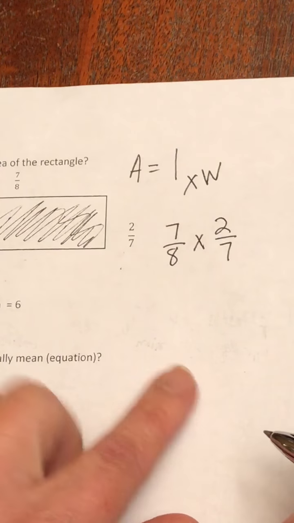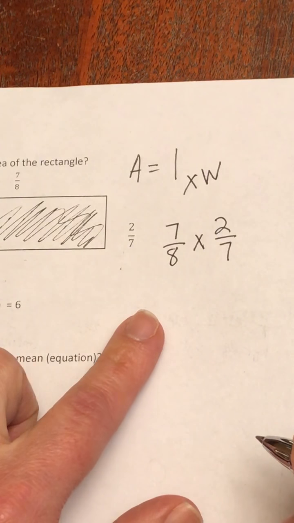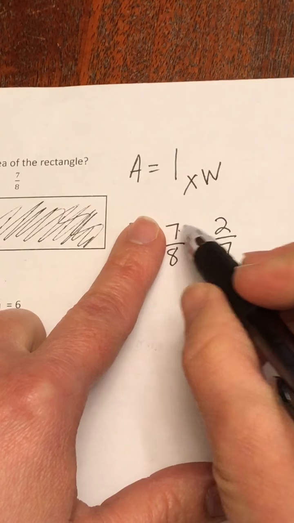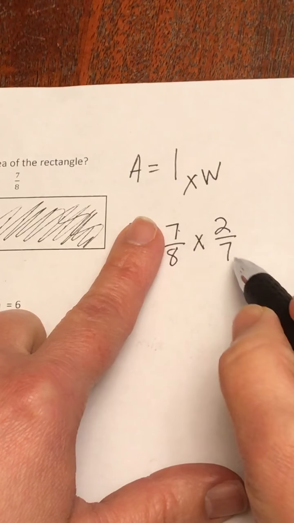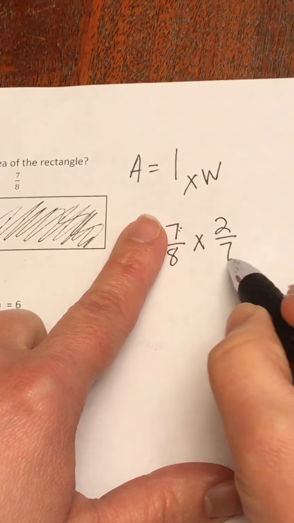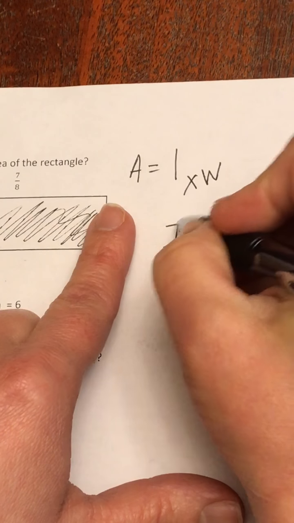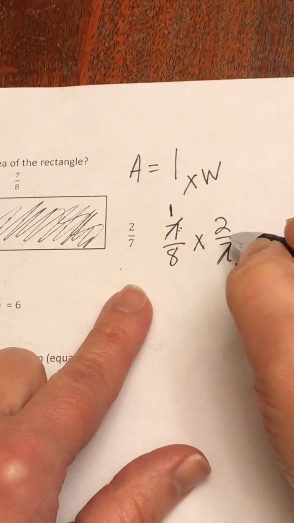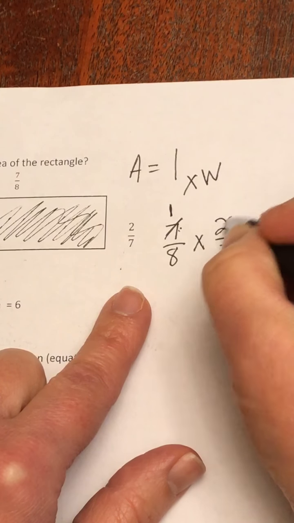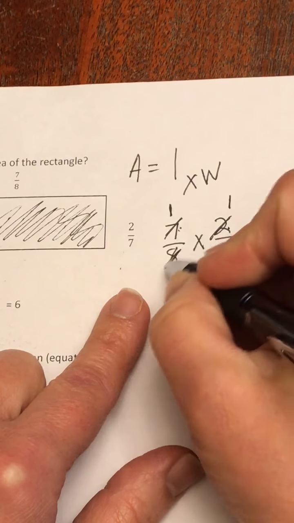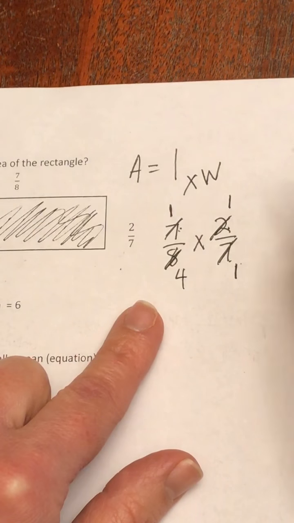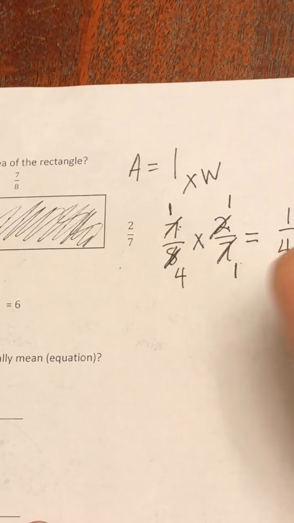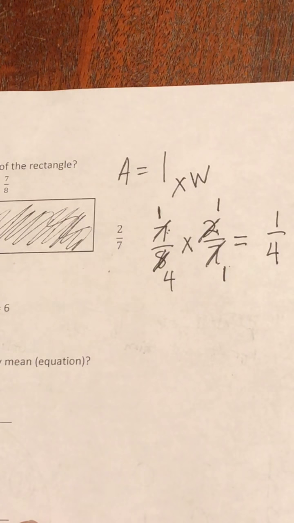Now, I can do this a couple of different ways. If you can look at this and simplify here, 7 goes into 7 one time. So I'm going to cross those out and I'm going to make each of those a 1. 2 goes into 2 one time and it goes into 8 4 times. Now when I solve the problem, I'm just left with 1/4.